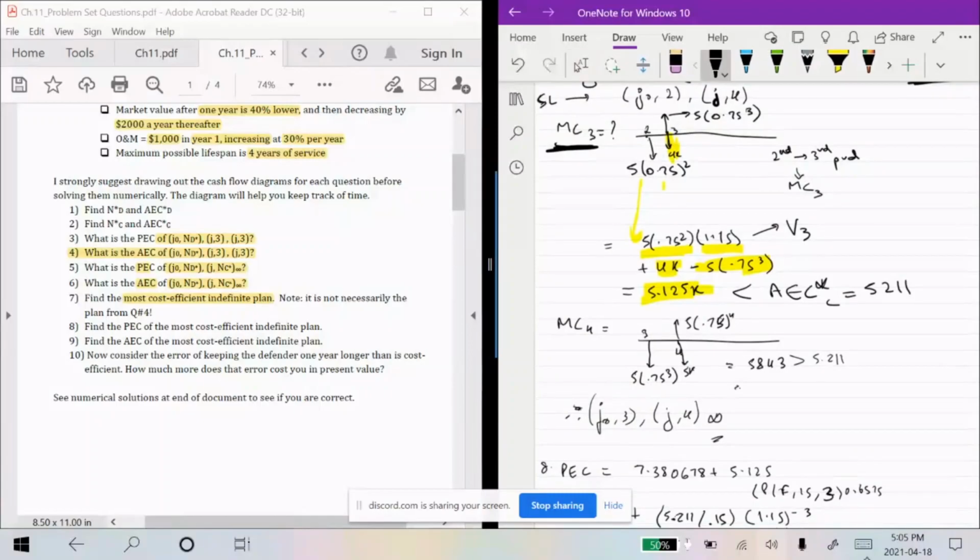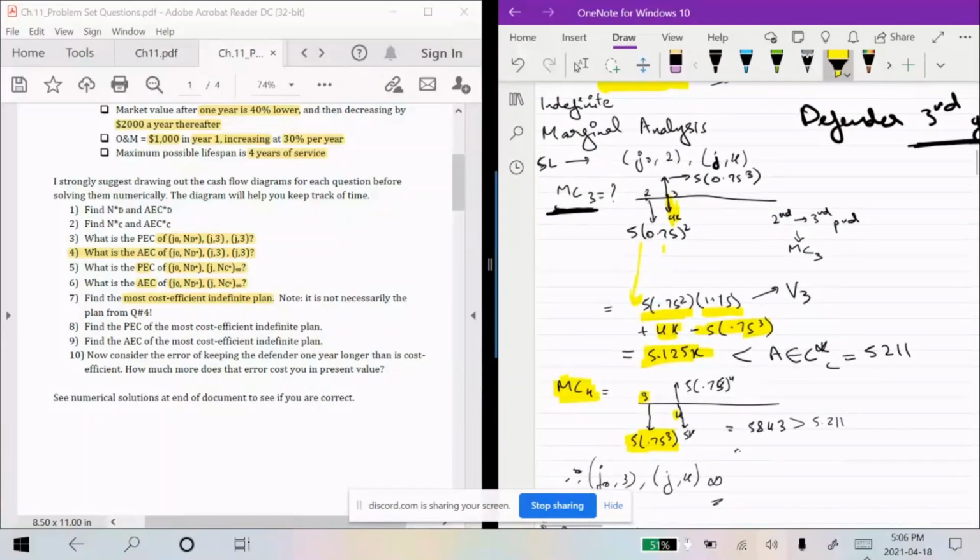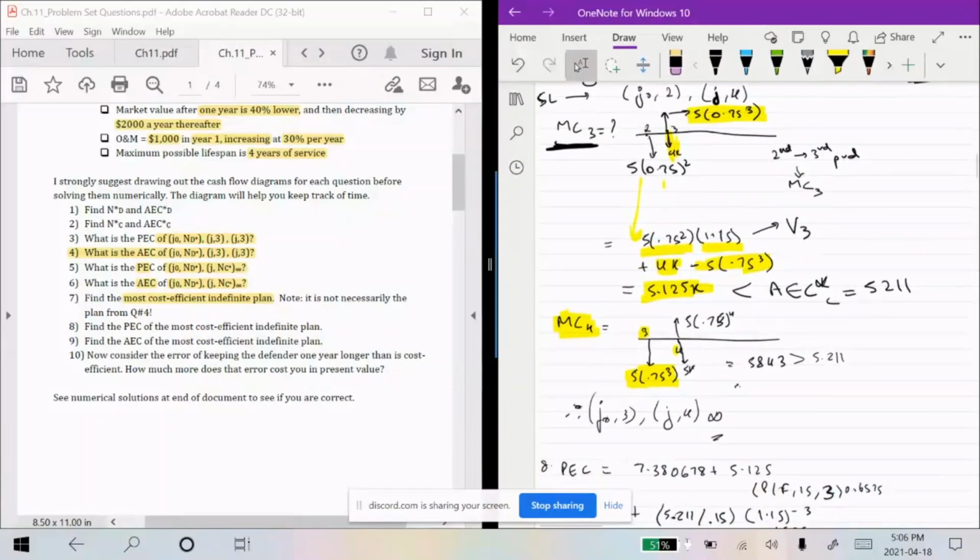All right. Similarly, we do the same marginal analysis for the fourth period. This time we take the third to fourth period. This is period 3, 4. We take this. So the opportunity cost would be the salvage value, the original salvage value in the third period. That was 5 into 0.75 cubed right here. If you see this, this was the salvage value in the third period. That would now become our opportunity cost. Okay.